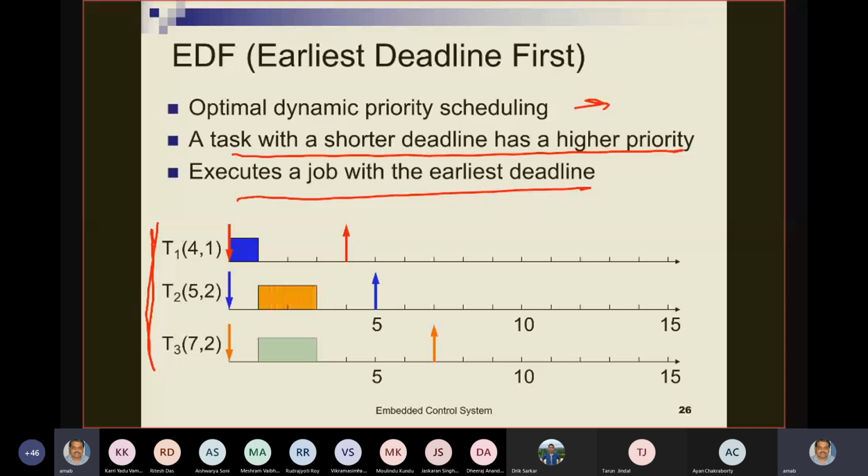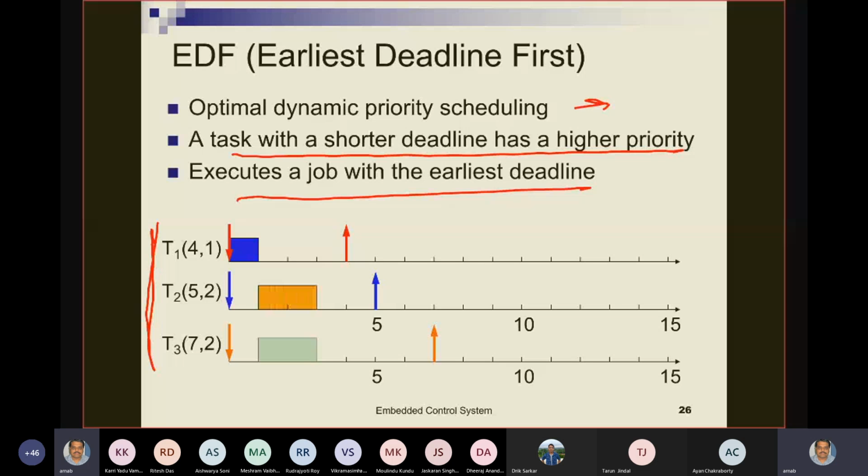At time 0, task 1 has the earliest deadline, so it executes. It has just one unit of execution. Its worst case execution time is just one, so it executes to completion at time 1. T2 has the higher priority among T2 and T3, because they are the only two contending tasks at time 1, and therefore it executes.